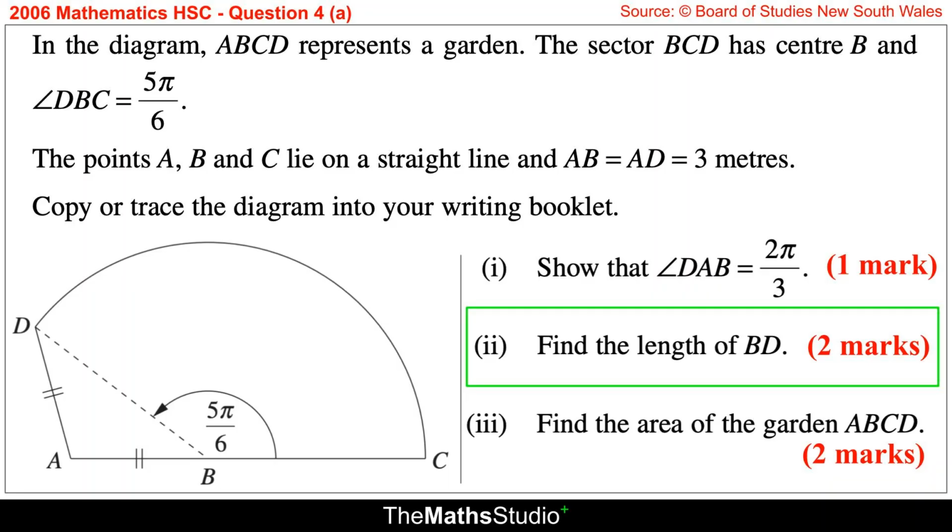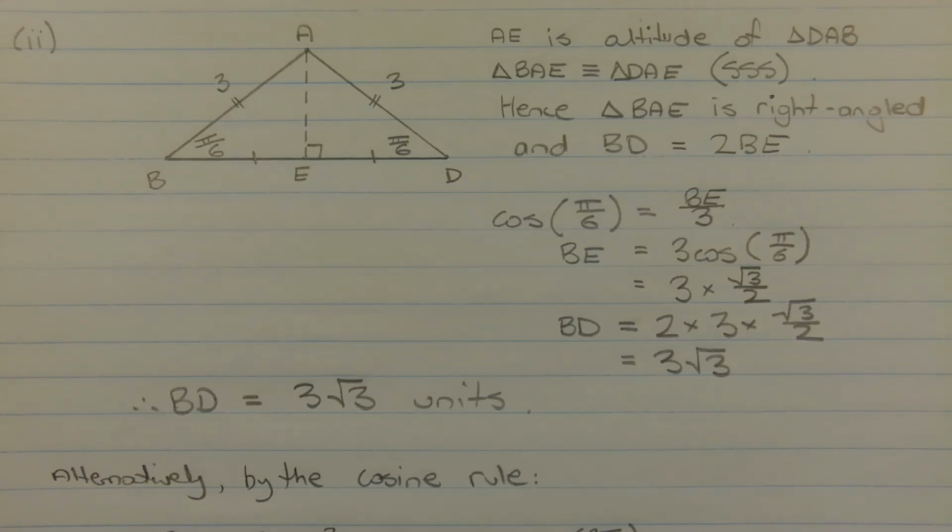Part 2. Find the length of BD. There are two methods we can use to find the length of BD, and in this solution I'm going to show both methods. Now in the first method, I'm going to rely on the fact that an isosceles triangle can be divided into two congruent right-angled triangles.